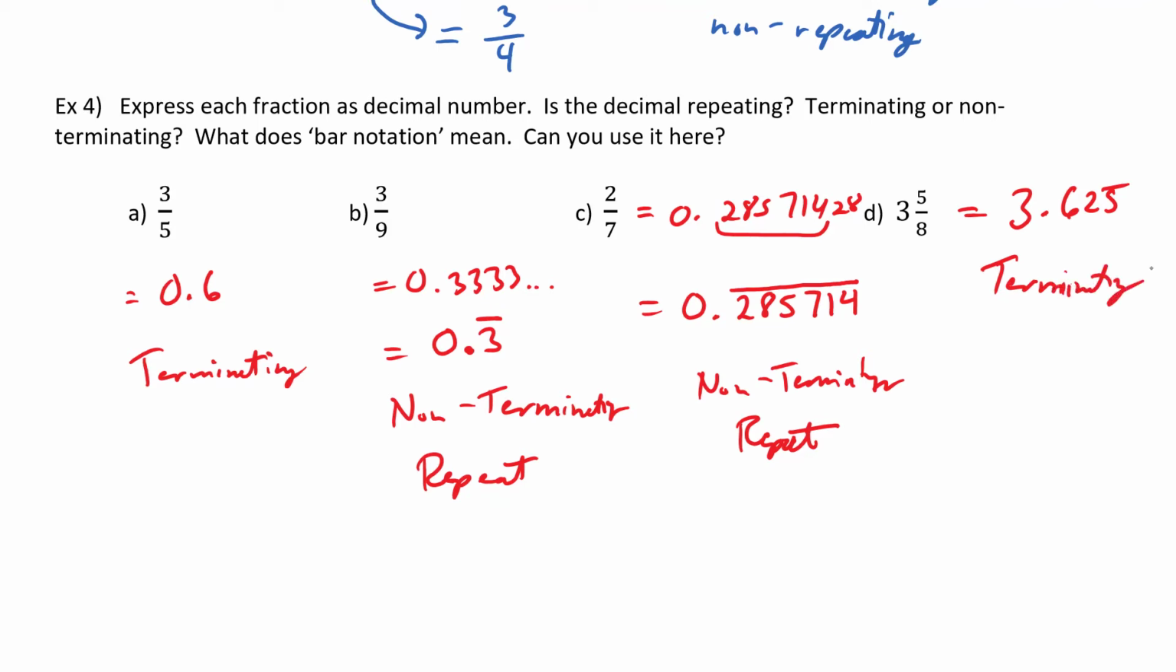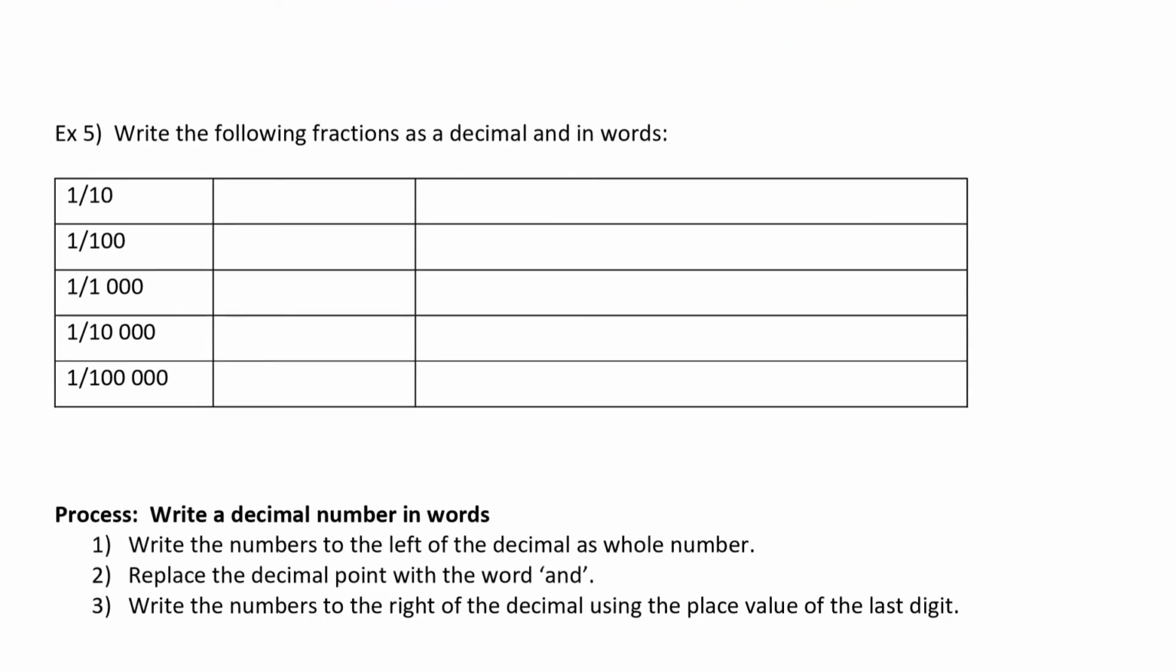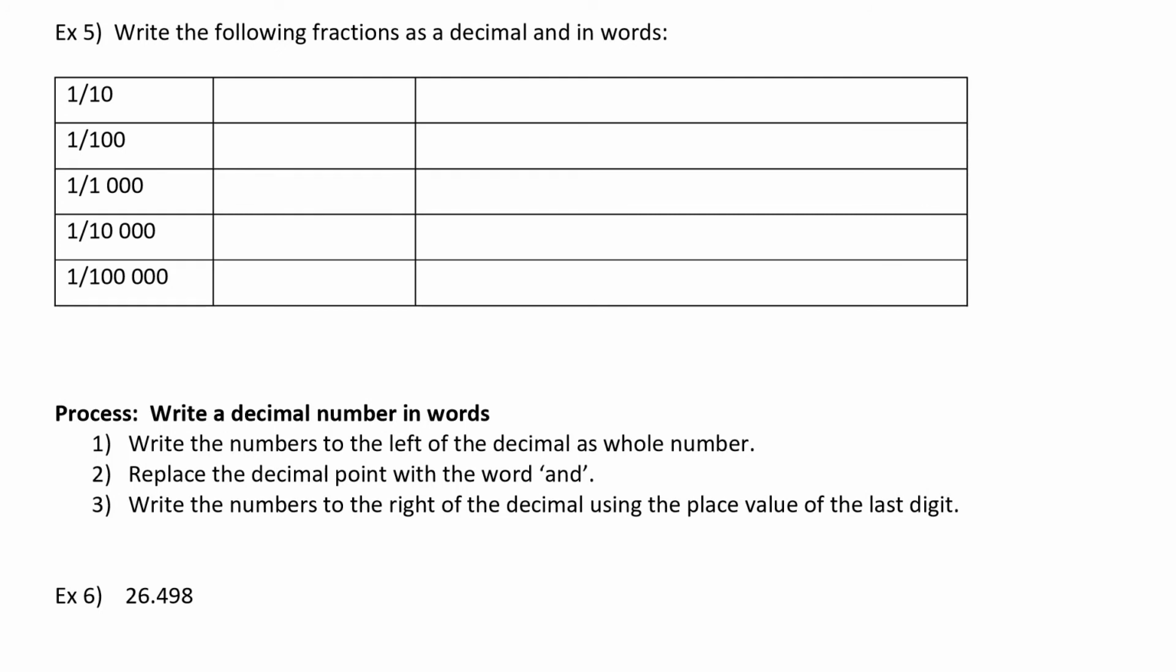So any number that's terminating, we can convert that fraction into a decimal. If the number is non-terminating, as long as there's a repeat sequence, again, we can write that as a decimal. Let's write some of these fractions as a decimal and as a word. This is important, being able to convert some of these small fractions over to decimals. The words, not so much. I'll start you off here now.